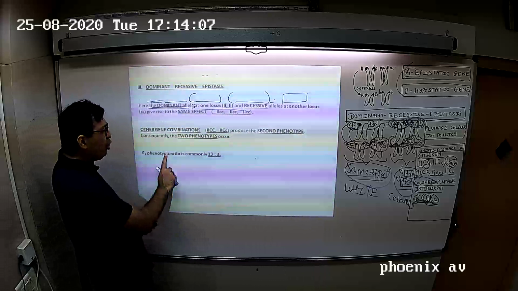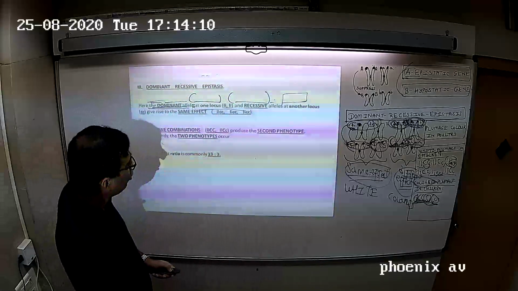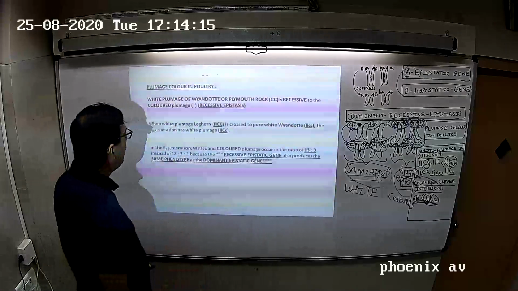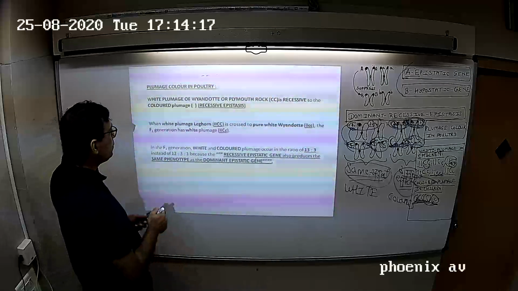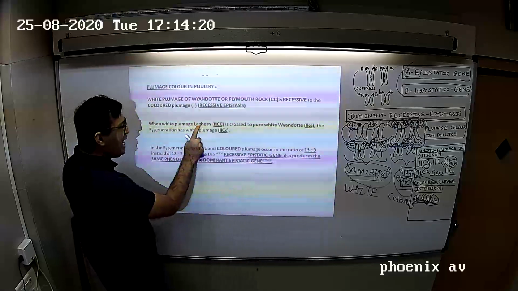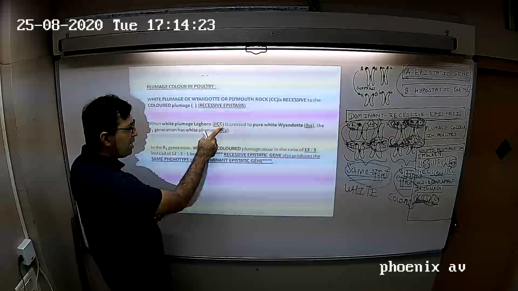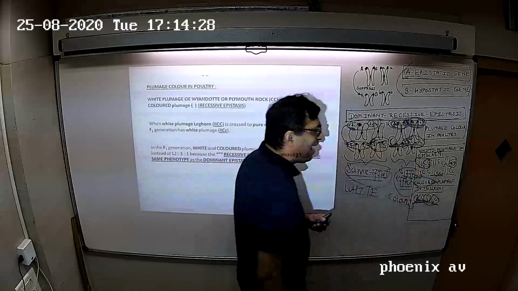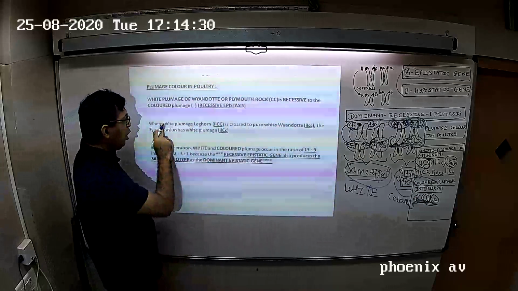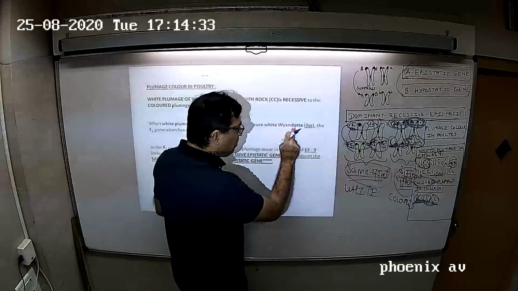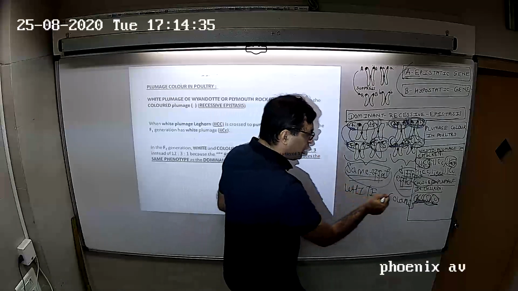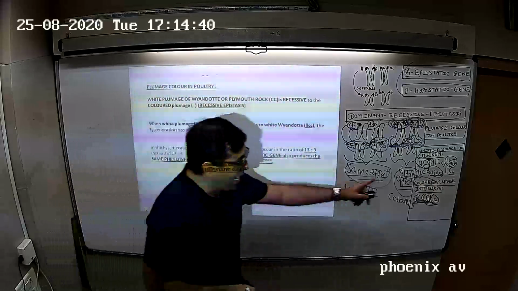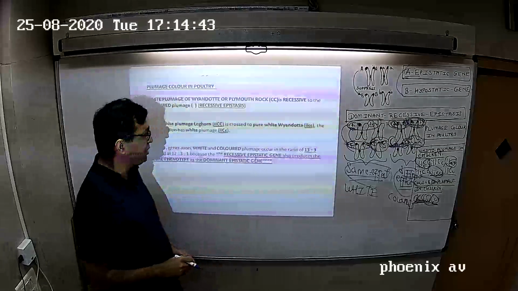F2 phenotypic ratio is 13:3. Check this out. White plumage leghorn, capital I, capital I, capital C, capital C. What does capital I, capital I, capital C, capital C produce? White. It's pure breed, white. It's crossed to a pure breed, yan dot, small i, small i, small c, small c. What does small i, small i, small c, small c also produce? White. Will also produce white.